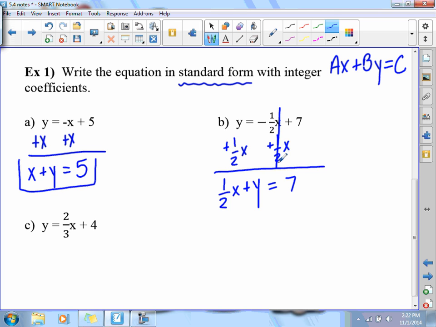Now, I'm almost in official standard form. There's one problem. It's this 1/2. I can't have a fraction in my standard form. So I need to get rid of that. So what number can I multiply everything by so that I get rid of the 1/2? Or what's the smallest number that I can multiply everything by to get rid of that 1/2? And that would be 2. So you basically multiply by the denominator. So then 1/2 times 2 is going to be 1. And then 2 times y will be 2. And 7 times 2 is 14. Now my equation is in standard form.